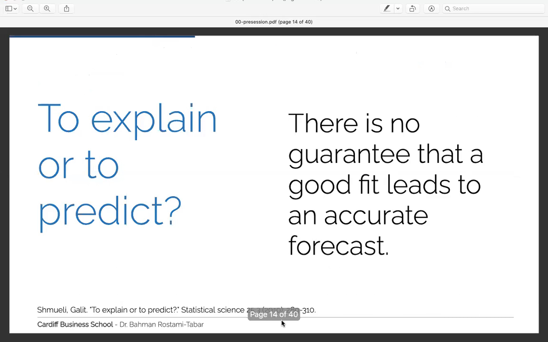There is a nice, really well-written article, if you're interested, that explains this very well: to explain or to predict. Are you interested in explaining things, or are you interested in predicting things? As I said, there is no guarantee that a good fit leads to an accurate forecast. So you need to have this in mind. If you're relying only on fitting a curve to your data and then you use that to forecast, you may actually see surprising results. So you need to be careful with that.